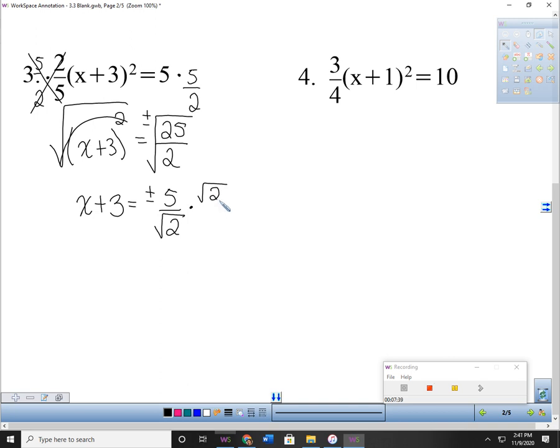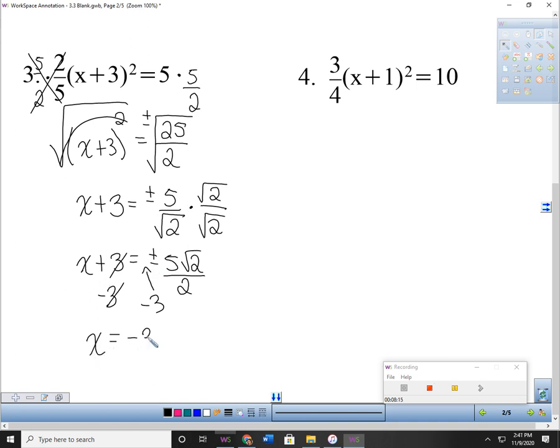All right, so I'm going to multiply by the square root of 2 over the square root of 2. And this is just kind of chilling over here until I get done fixing the right side. So I have plus or minus. This will give me 5 times the square root of 2 on top. And on bottom, I would end up with 2. Now that that's fully simplified, I can go ahead and subtract the 3. Now, when you move this over, we usually put things at the back, but I want you to put it in front of that plus and minus sign. So that would give you negative 3 plus or minus 5 square roots of 2 over 2.